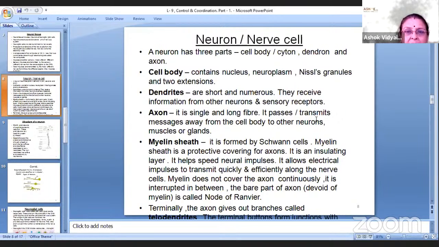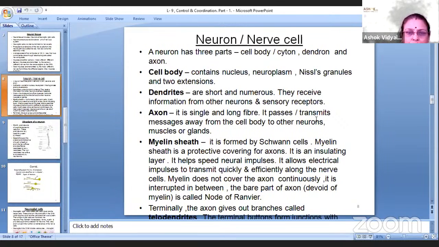Whereas the axon is single and a long fiber, and it works as a transmitter of the message from the cell body to the next neuron. It passes or transmits messages away from the cell body to other neurons, muscles or glands.